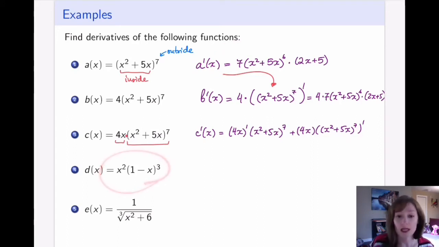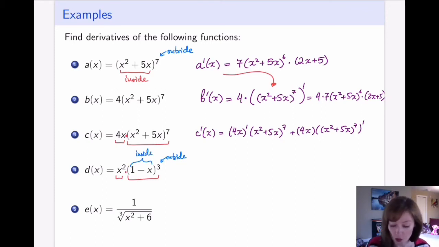Same idea for the next question: first of all, it's a product of two functions. So the first thing I'm going to do is apply the product rule on the two separate pieces. The first one is just x squared, so that's fine. I can take a derivative of it when I have to. But the second one is 1 minus x all cubed. So the second piece in itself has an inside and an outside, right? So this is the outside function on that portion, and this one is the inside function of that.